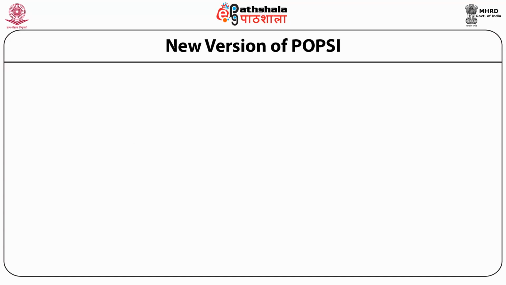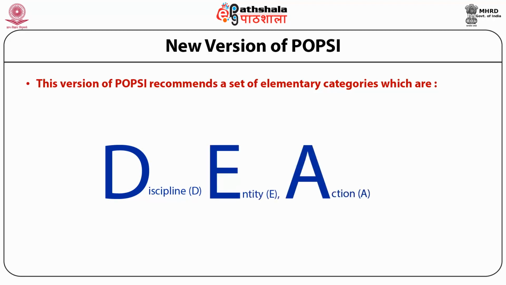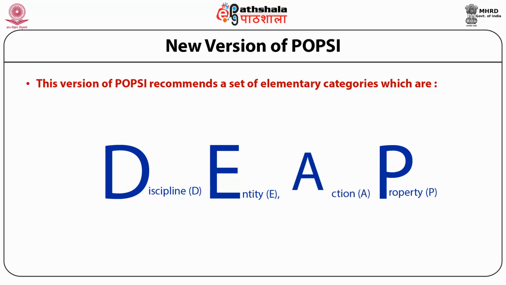New version of POPC. This version of POPC recommends a set of elementary categories which are discipline, D, entity, E, action, A, and property, P. Discipline, D, covers conventional fields of study, for example, physics, medicine, political science, etc. Entity, E, includes manifestations having perceptual correlates; energy, plants, place, time, etc. are its examples. Action, A, includes manifestations denoting the concepts of doing. Property, P, includes manifestations denoting the concept of attribute, for example, effect, efficiency, power, property, etc.